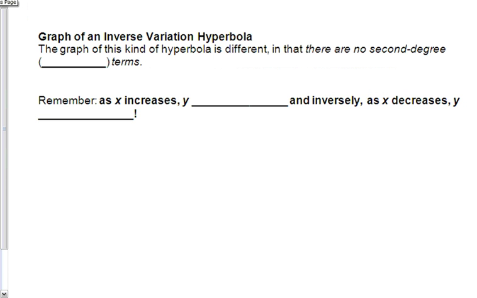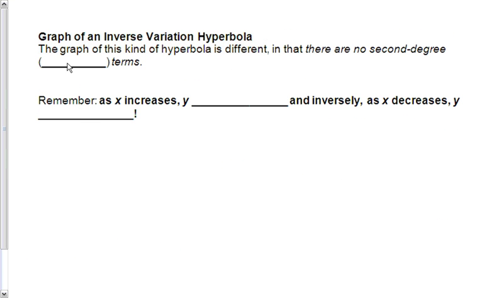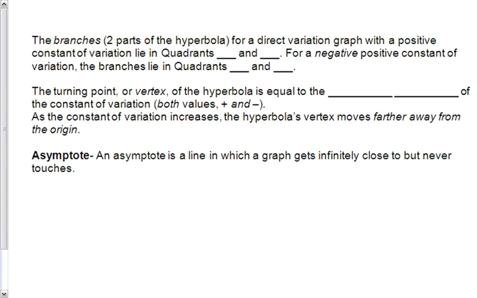Okay? And a hyperbola is what we're going to have to take a look at in graphing today. Okay? The graph of a hyperbola is different. Okay, first of all, there are no x squared terms in it. Okay? Remember, as x increases, y decreases. And as x decreases, y increases. The hyperbolas that we're going to make with the indirect or inverse variations are going to be pretty cool. Okay, think of them as xy equals a constant. You're multiplying two things to equal some number. There are two branches to a hyperbola.